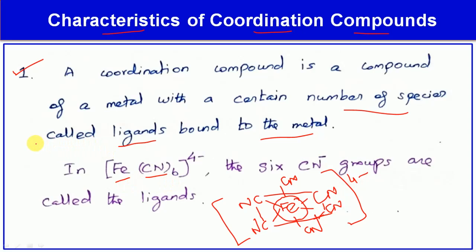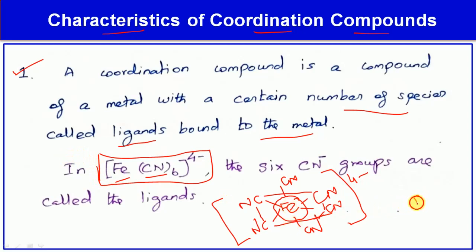A coordination compound is a compound of a metal with a certain number of species called ligands bound to the metal. For example, [Fe(CN)6]4-, the 6 CN minus cyanide groups are called ligands. The IUPAC name of this coordination compound is hexacyanoferrate(II) ion.